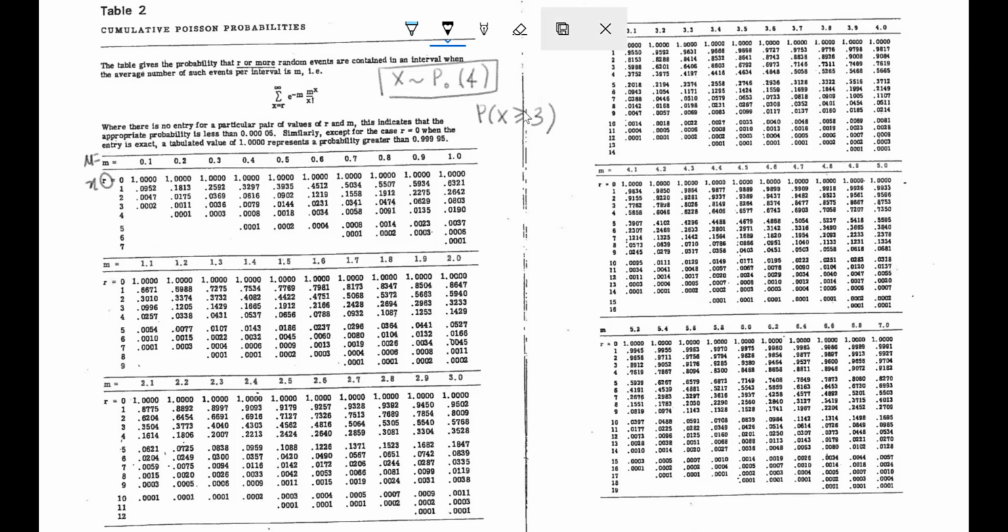If we look at this question, we have mu equal to 4 and x equal to 3. Now we have 0.1, 0.2 up to 1, then 1.1, 1.2, 1.3 to 2. So the 4.0, the 4 is here and x equal to 3 is here. So we get the answer 0.7619. This is how you look up the probability from the Poisson probability table.